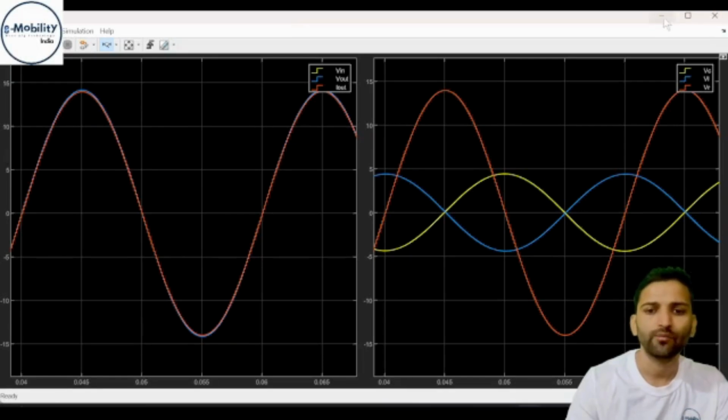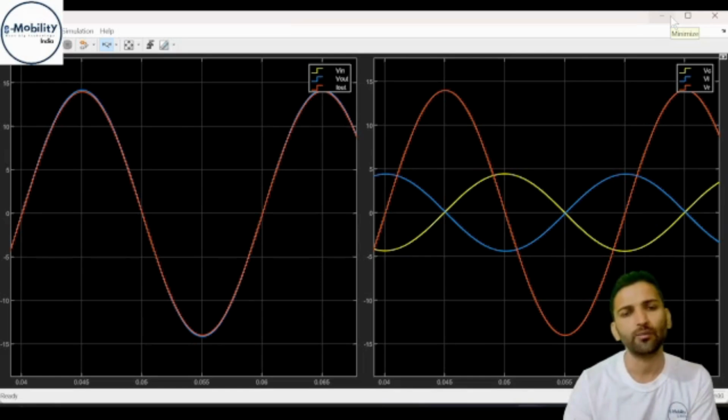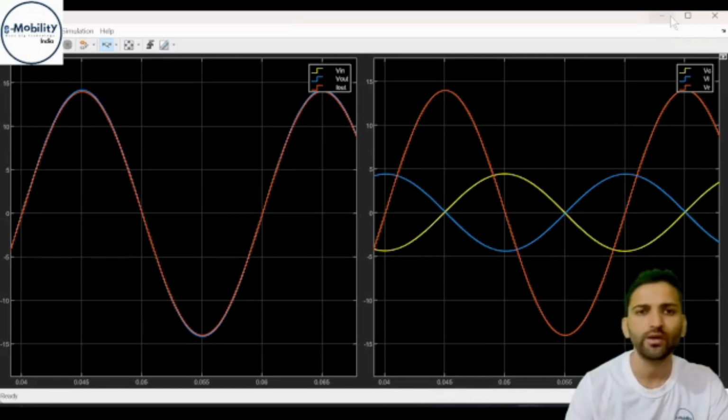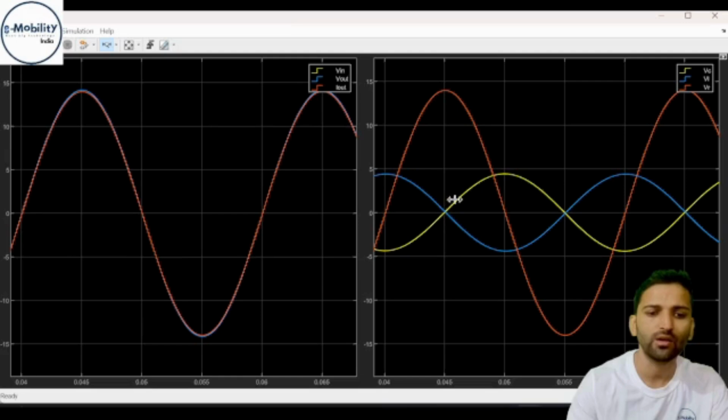It is not that the inductor and capacitor are not working. They are working, but the voltages across them are cancelling out each other. Like we can see here in the second figure, the yellow one is equal and opposite to the blue one. The yellow one is the voltage across the capacitor, and the blue one is the voltage across the inductor. These two are cancelling out each other.